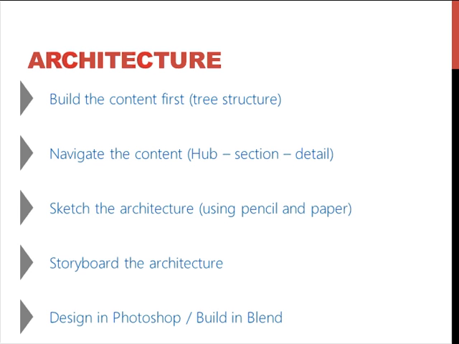And then you can, for example, make a tree structure. I have an example just in a minute. And after you've brainstormed about what the content is going to be like, you can start to build a sort of navigation. We have to navigate the content. You remember, with the hub and the spoke and the sections. And then you can storyboard the architecture. You can sketch it, and in the last part, you can design it in Photoshop or build it in Blend.